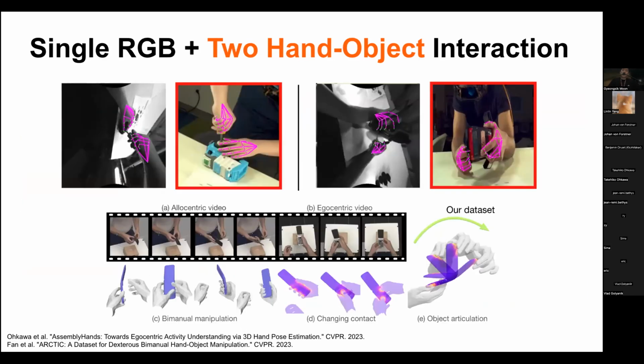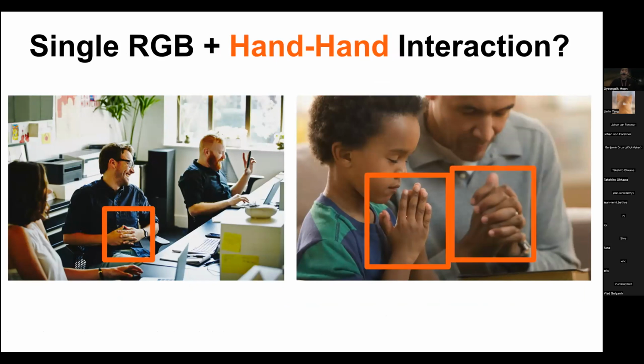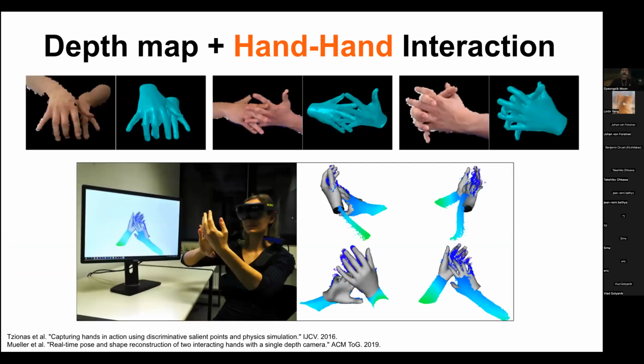And recently, there have been some datasets introduced for interaction between hand and object, like the AssemblyHands dataset and the ARCTIC dataset. And what I want to talk about in this talk is interaction between hand and hand. So we often make hand-to-hand interaction when, for example, having some random chatting with our colleagues, or even in some special moment like a prayer. It's very challenging, I mean, the similarity between all fingers of two hands and occlusion make this task greatly challenging.